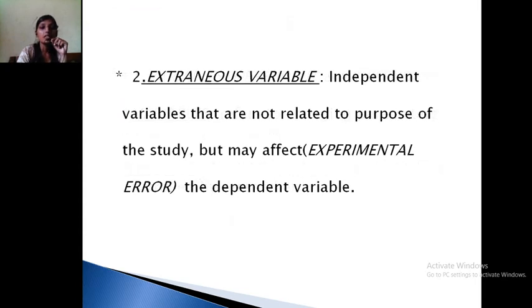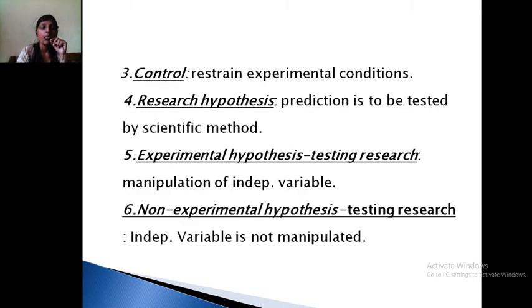The extraneous variable. In a research work, there were the independent variables that are not related to the purpose of the study, but they may affect the dependent variable. They create an experimental error in the research. These types of independent variable are known as the extraneous variable. The control, restrain, experimental condition.